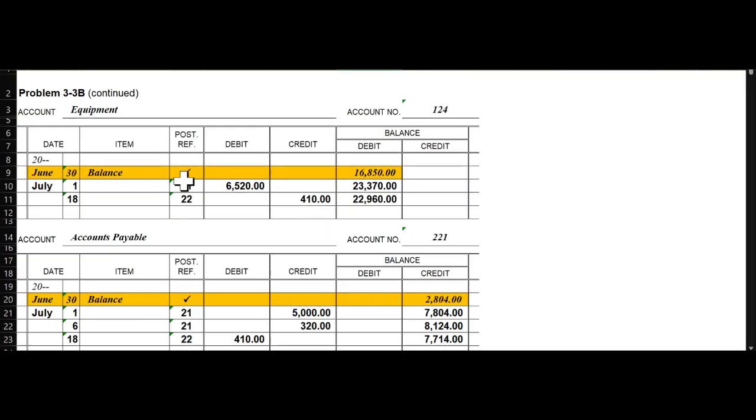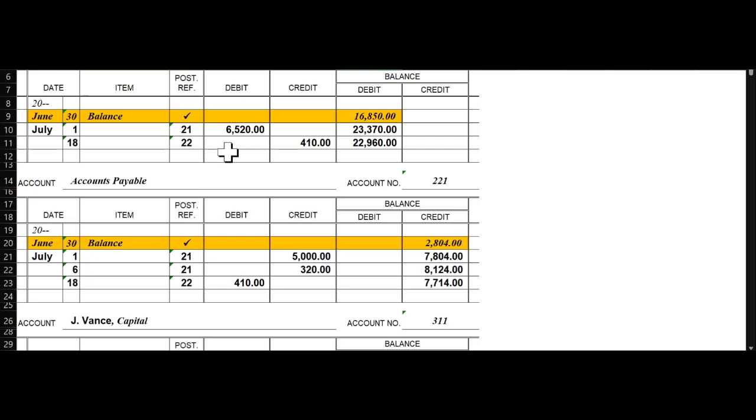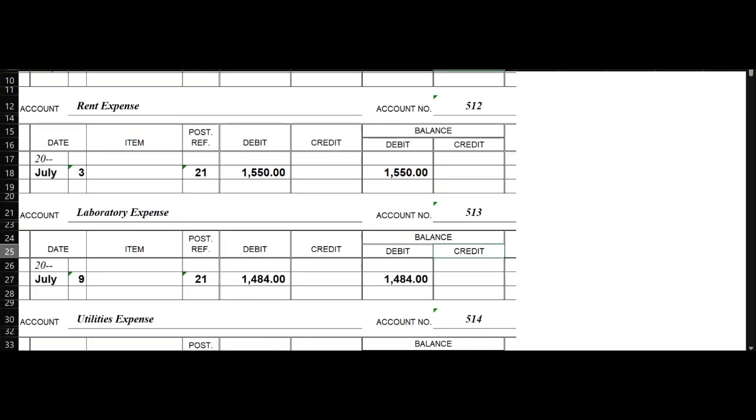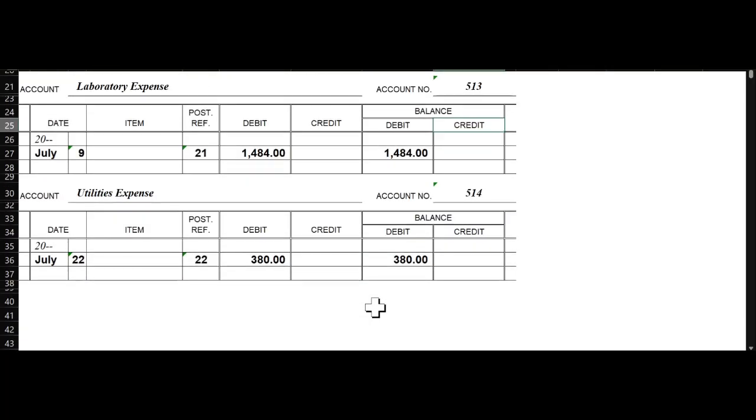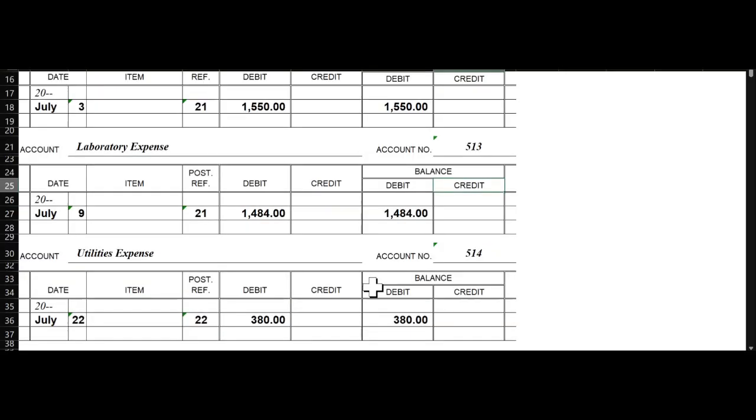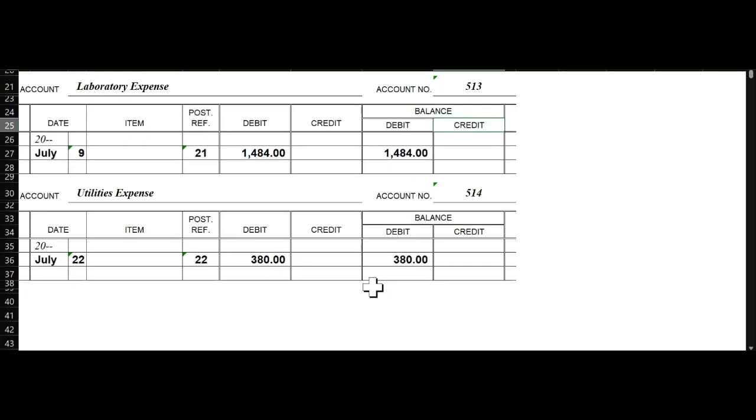Same thing here, additional assets. All of these are just posting from the general journal. So the key thing is to know what to do, determine your give and your get, journalize, and then whatever you journalize, you then post accordingly. Some businesses post every day, some post once a week, some post instantly. But the bottom line is you journalize and then you post.